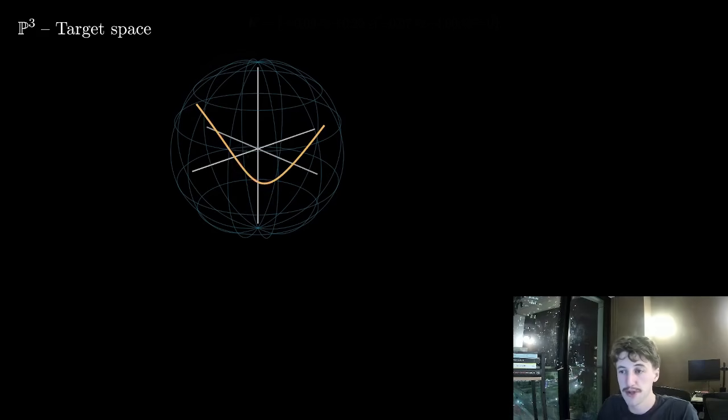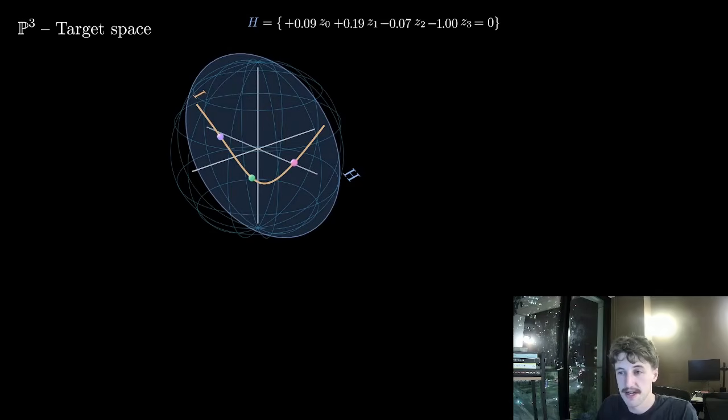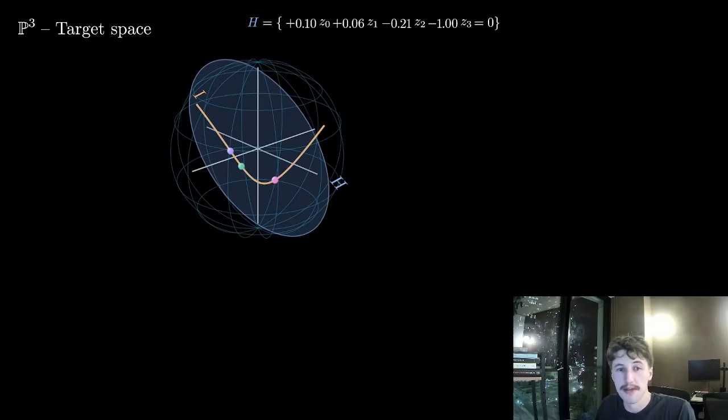This curve is preserved by every symmetry of the space, and it's an invariant structure within it that we'll call I. So now let's take a look at the hyperplane within the target space. So here's a fact. No matter what equation we use to define the hyperplane, it must meet this invariant curve I at exactly 3 points.